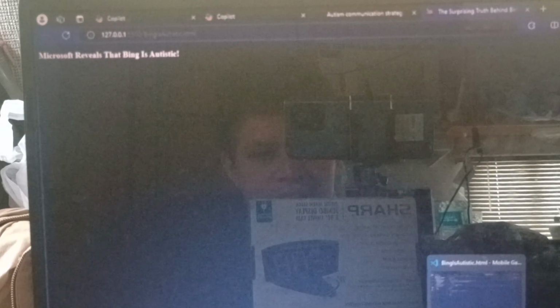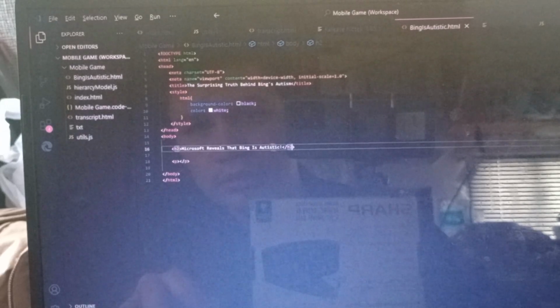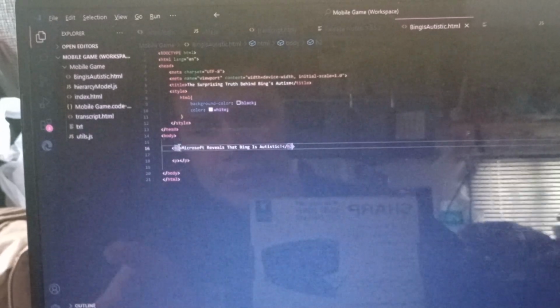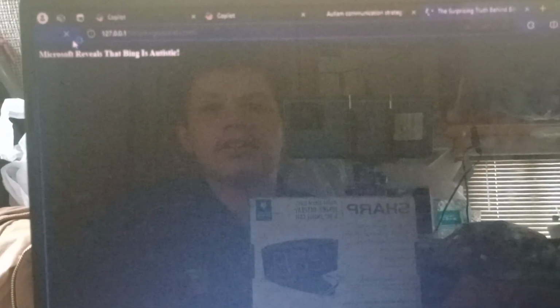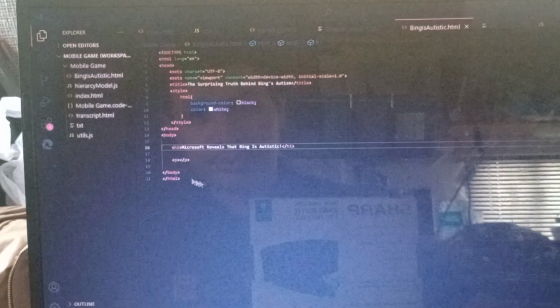I guess H2 is kind of small. So if I convert these to H1 tags, yeah, they become bigger. And then whatever I put here is a paragraph. So in a shocking turn.